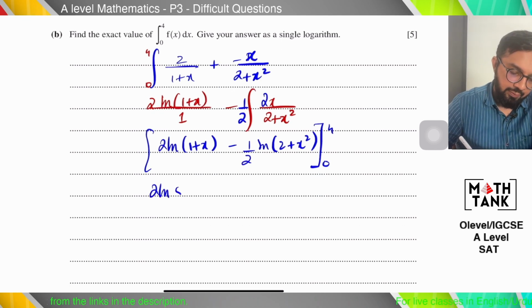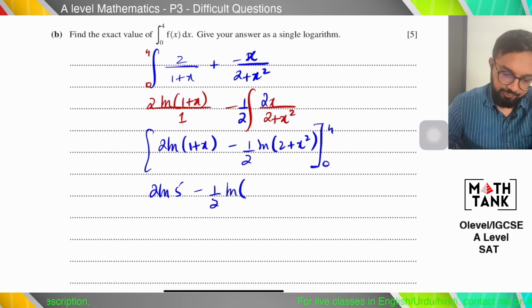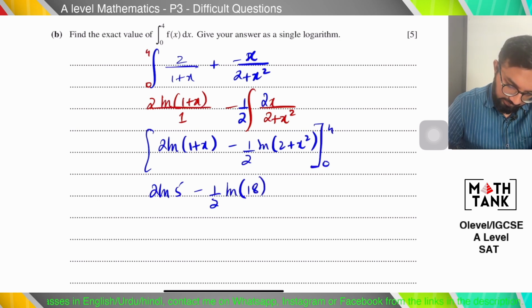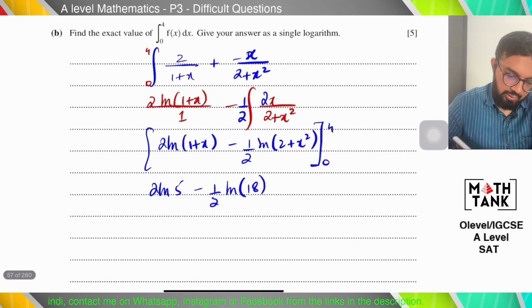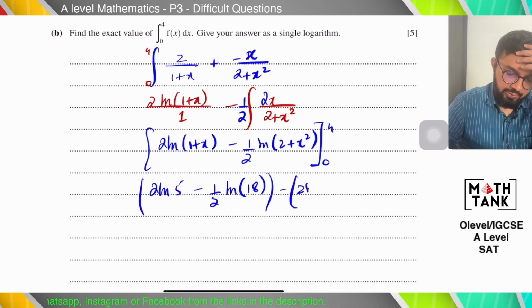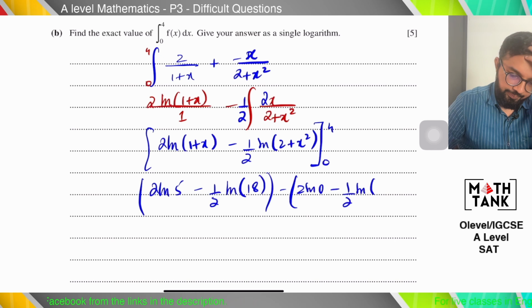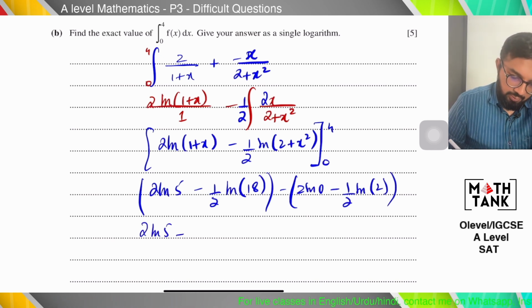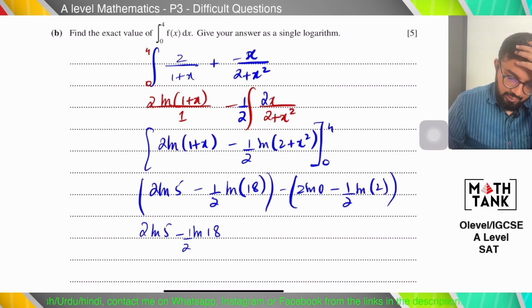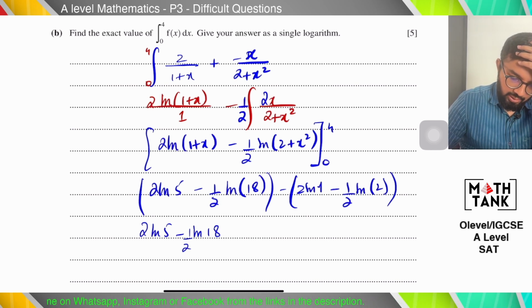So 2 ln 5 minus half ln 18. Okay, 4 squared 16, plus 2. Okay, and then I have minus 2 ln 0 minus half ln... ln 1, sorry, not ln 0, ln 1. ln 1 is 0, so that's 0 plus half ln 2.